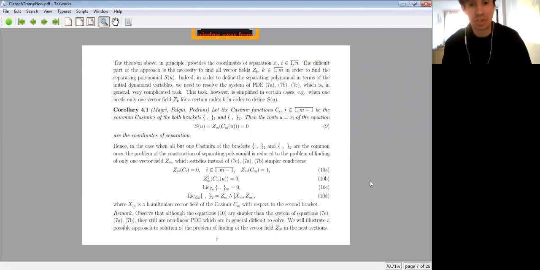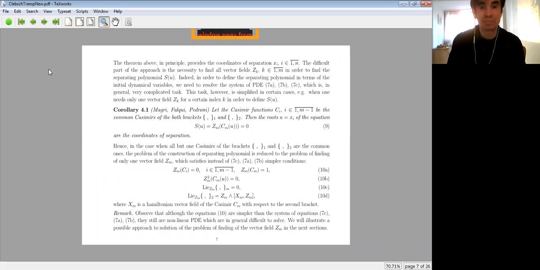Nevertheless, even equation 10, or more precisely equations 10b and 10d, are nonlinear PDE for the components of the vector field zeta m, and they are in general difficult to solve. One of our observations is a possible approach to the solution of this system, which I will discuss below.